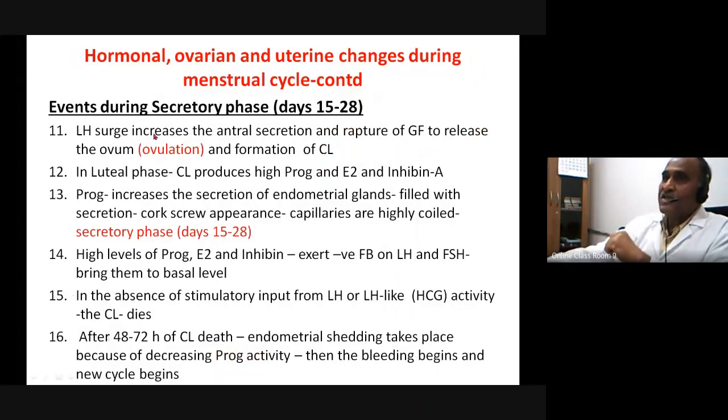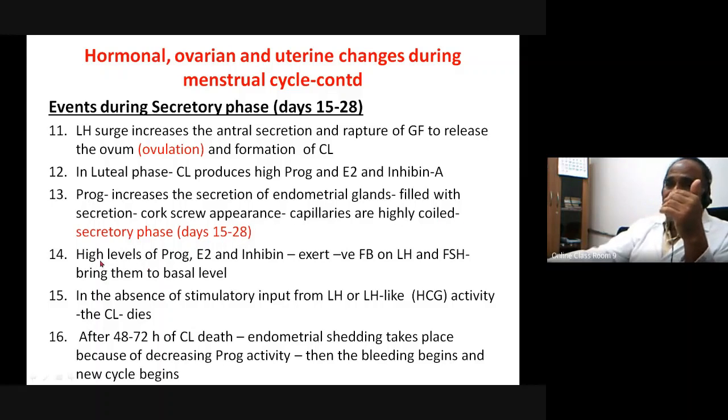Now coming back to number 11, this is the formation of the corpus luteum. Then the corpus luteum produces progesterone, estrogen and inhibin A. The A component. In the beginning part, it is B. The progesterone increases the secretion of the endometrial glands. Now these endometrial glands are filled with secretion, a nourishing fluid necessary to nourish the blastocyst in the initial stage and ready for implantation. These glands have a corkscrew appearance in histology, and the capillaries are highly coiled. So this is the secretory phase.